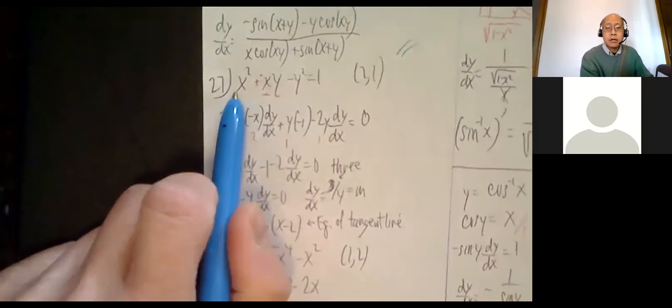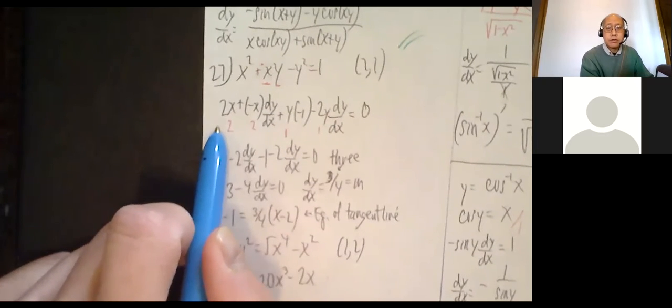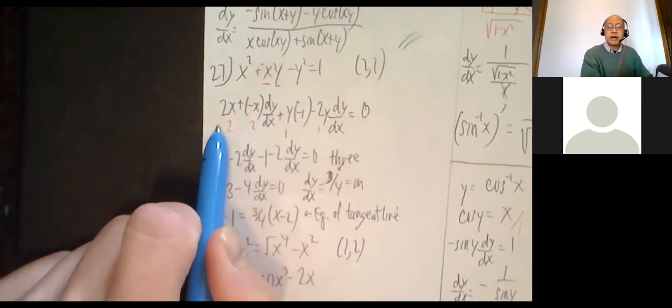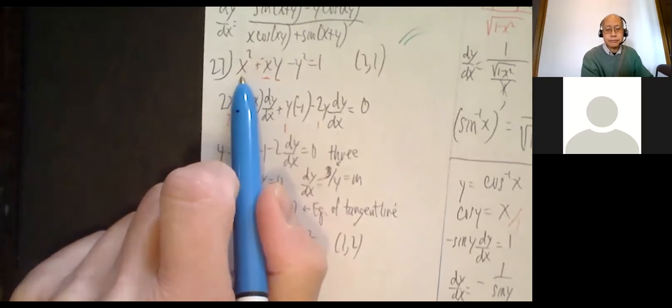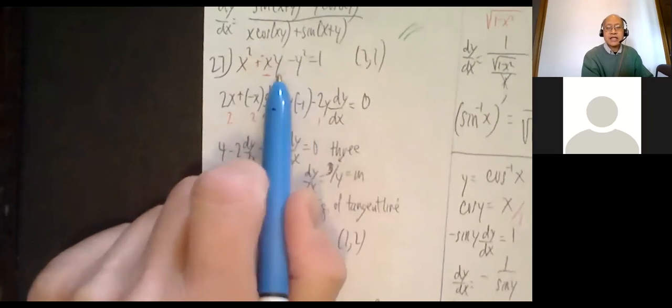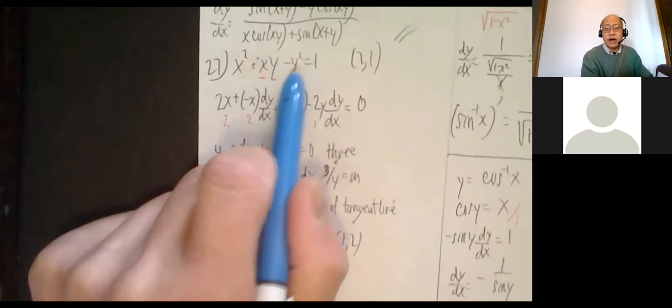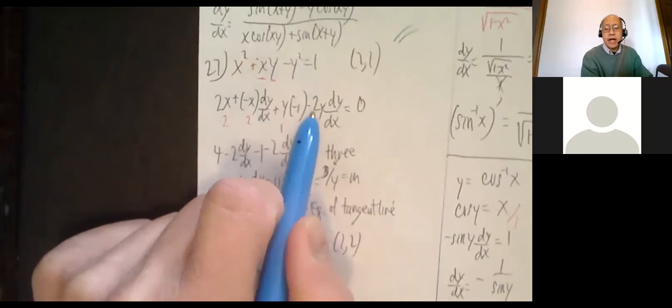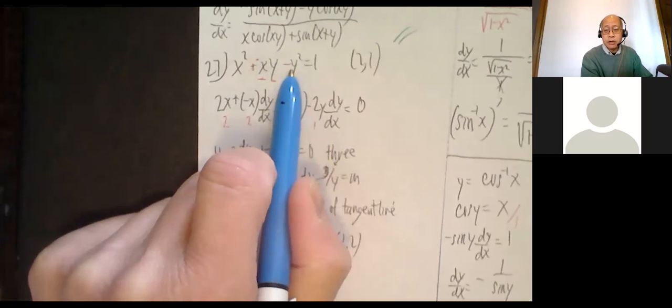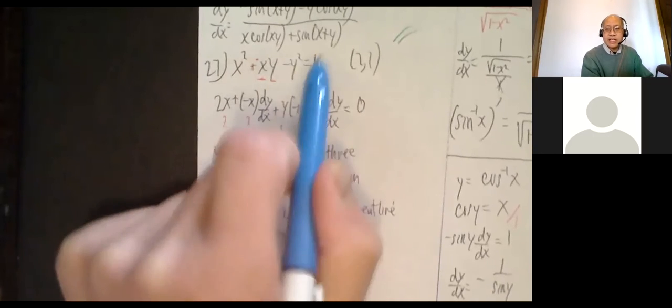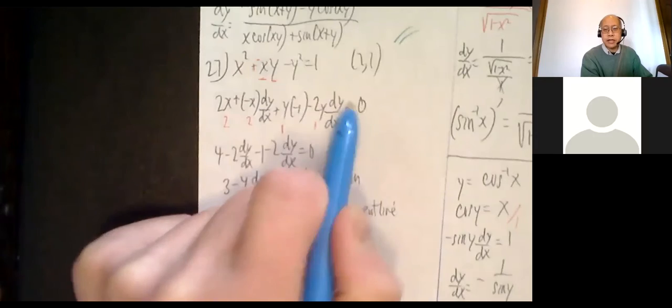Derivative of the left side, derivative of x squared, 2x. Do I put anything extra? No, because I'm differentiating with respect to x. The derivative of negative y squared, negative 2y times dy dx, because there's a y involved. By the chain rule, it needs a dy dx. Equals the derivative of 1 is 0, so that's easy.